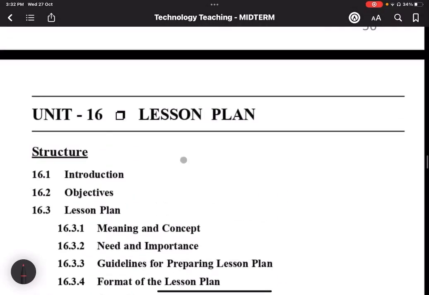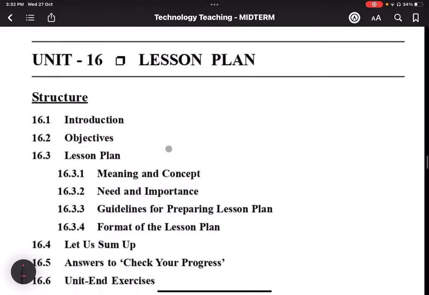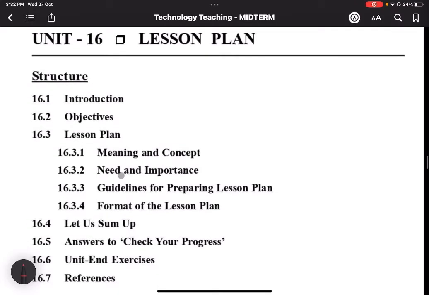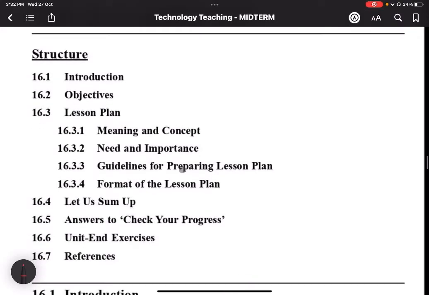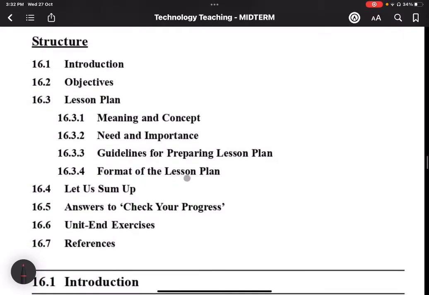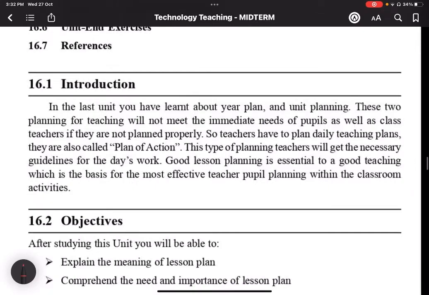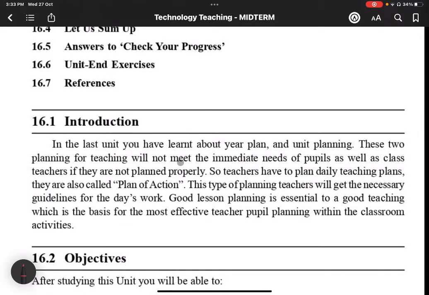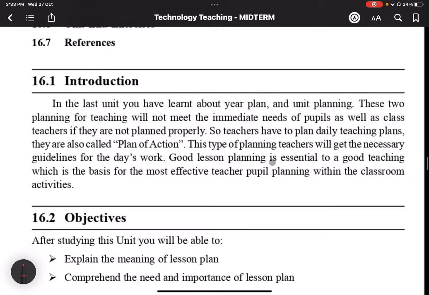Next, we have the lesson plan. Under the lesson plan, the same objective, structure. We have to discuss the meaning and concept of lesson plan, need and importance, guidelines for preparing lesson plan, and format of the lesson plan. Okay? So medyo mabilis na lang to kasi before, di ba, na-discuss na natin yung importance and objectives ng lesson plan, di ba?